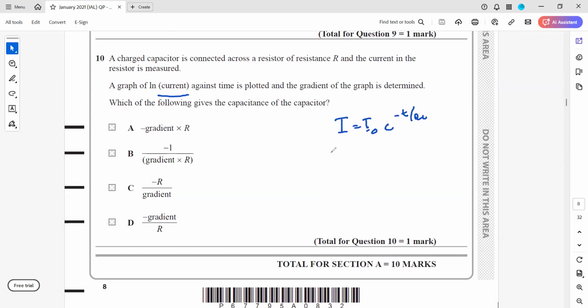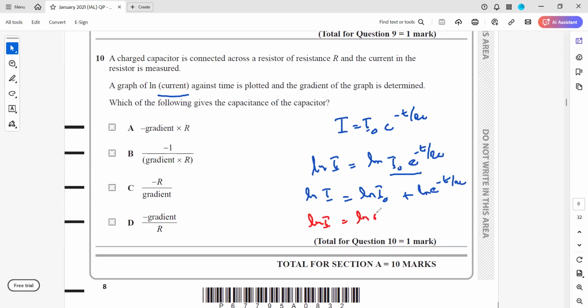If you take the graph plotted between ln I and t, if I take ln on both sides, this will be ln I equals ln of I naught e raised to the power minus t over RC. When in a log two quantities are multiplied, we write them as addition. So ln I naught plus ln e raised to the power minus t over RC. When we further simplify, ln I equals ln I naught minus t over RC.